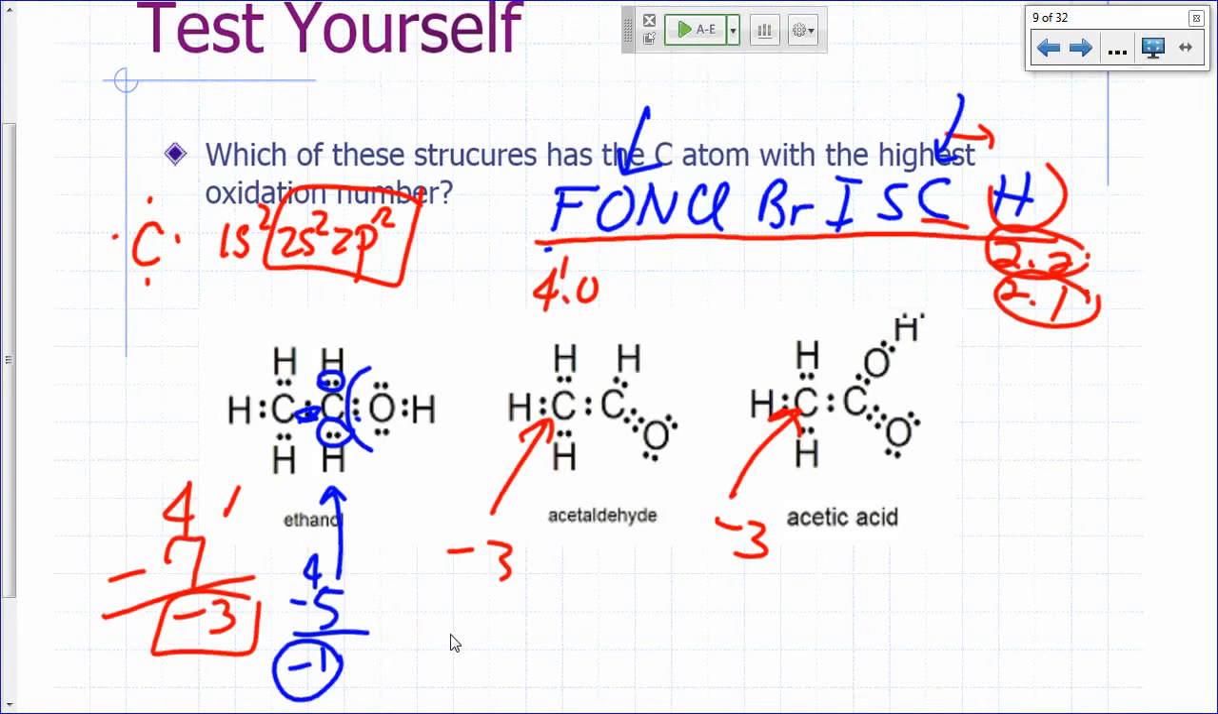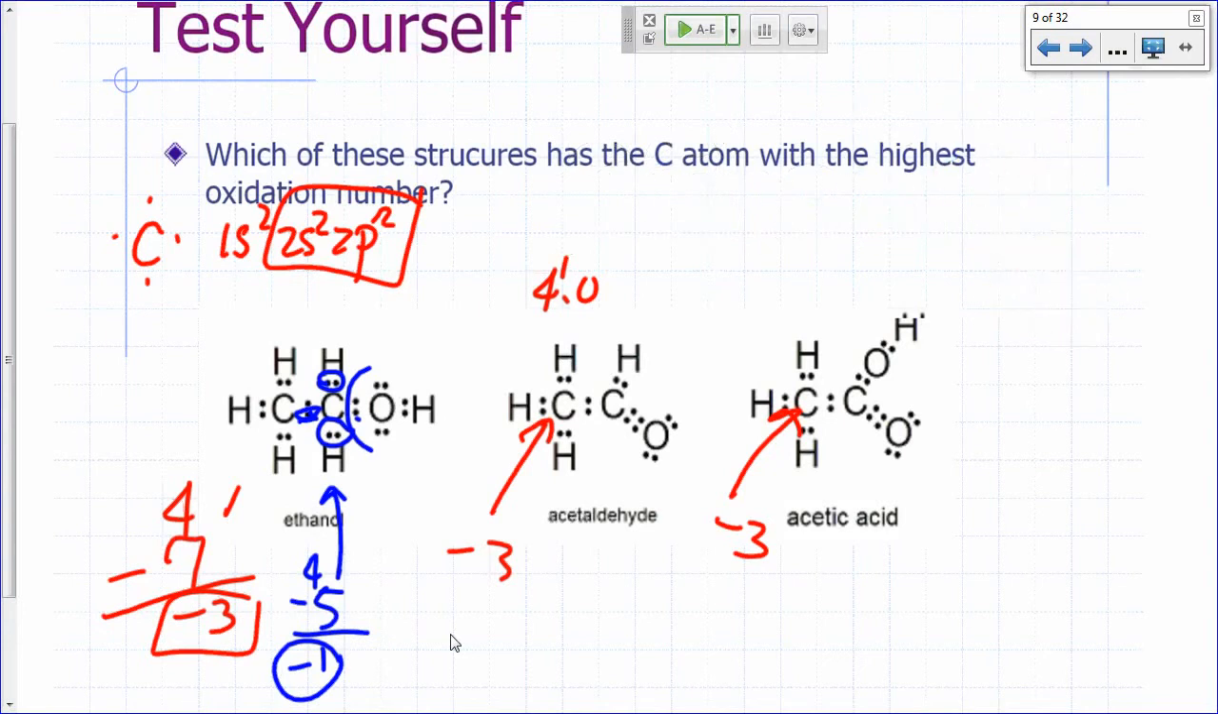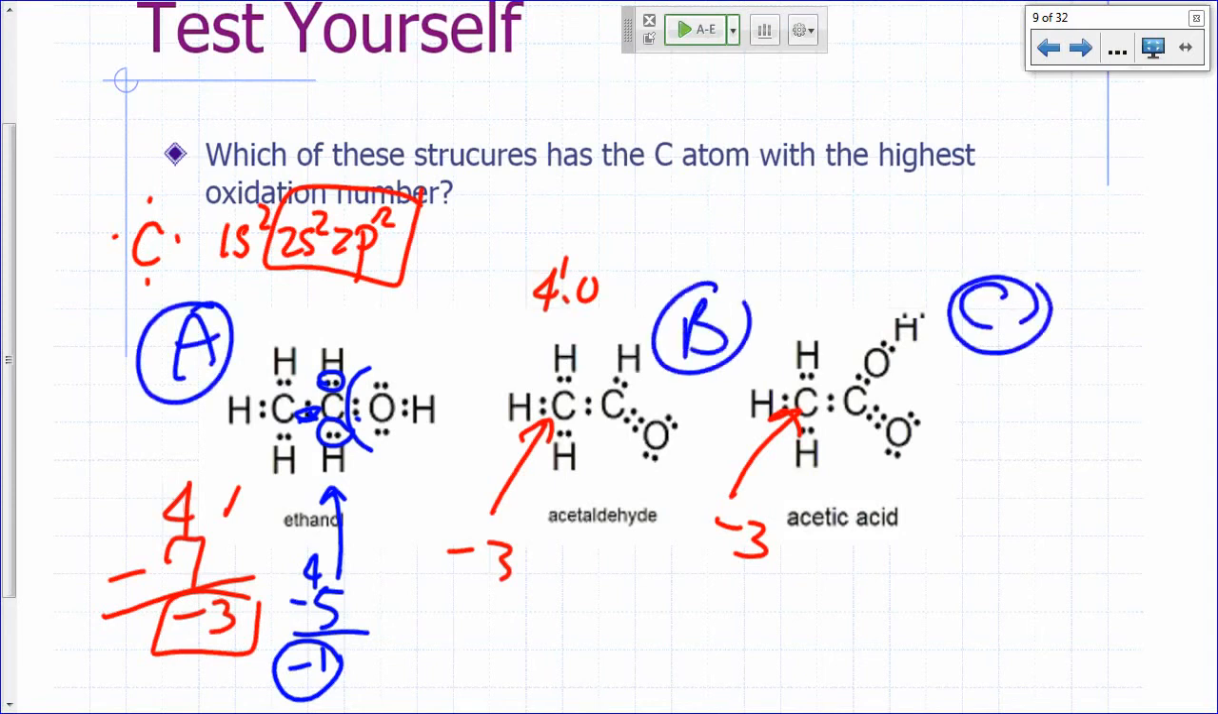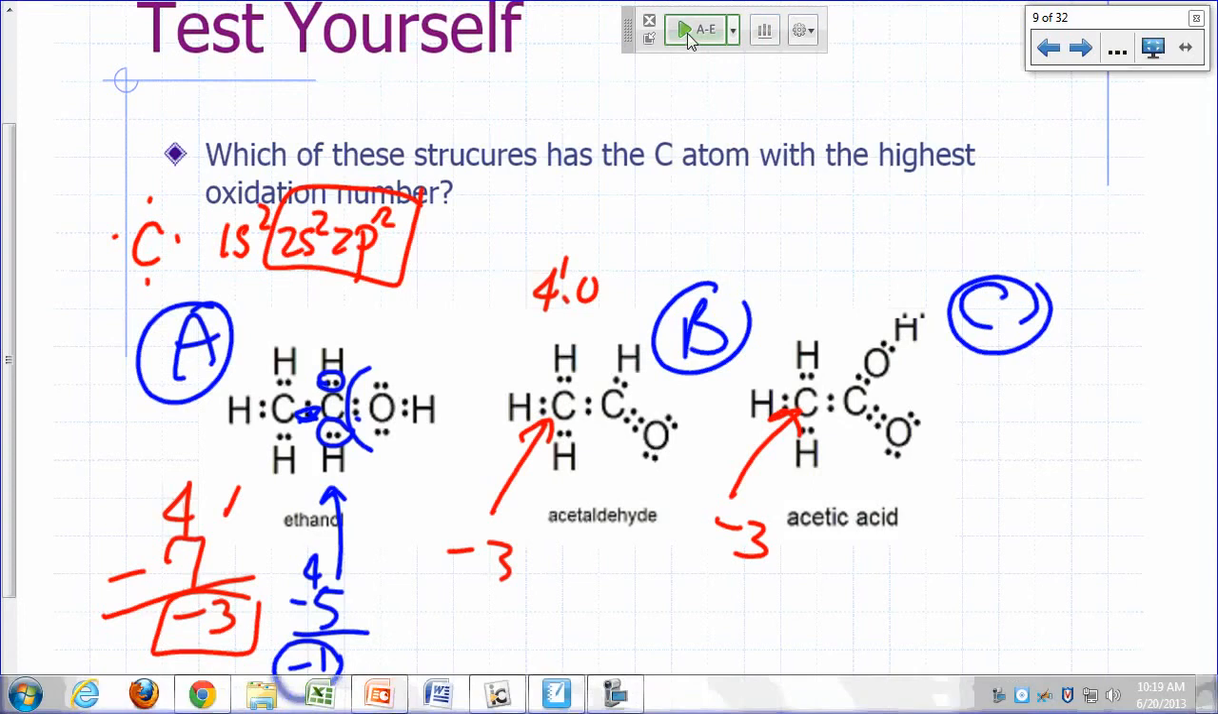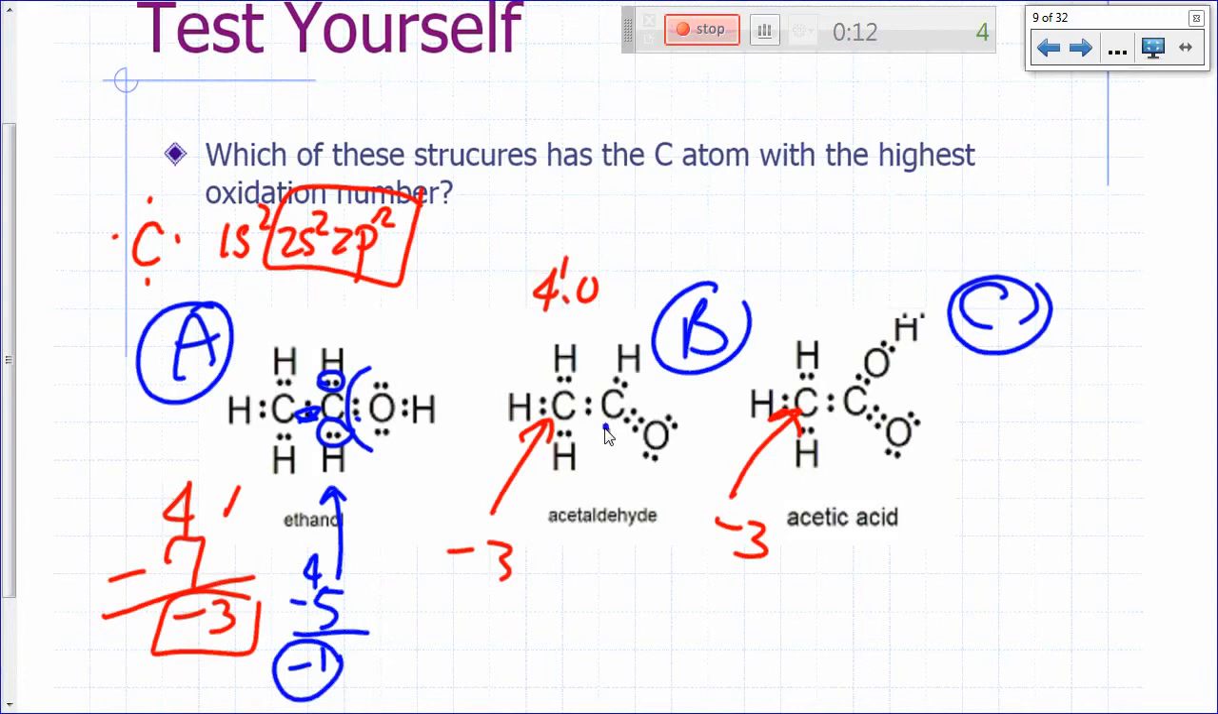Okay? So let's take a look at the other 2. Which of these structures has a carbon with the highest oxidation number? Is it A, B, or C? Think about it or try to figure it out. You just need to figure out the last 2, right? This one right here and this one right here.